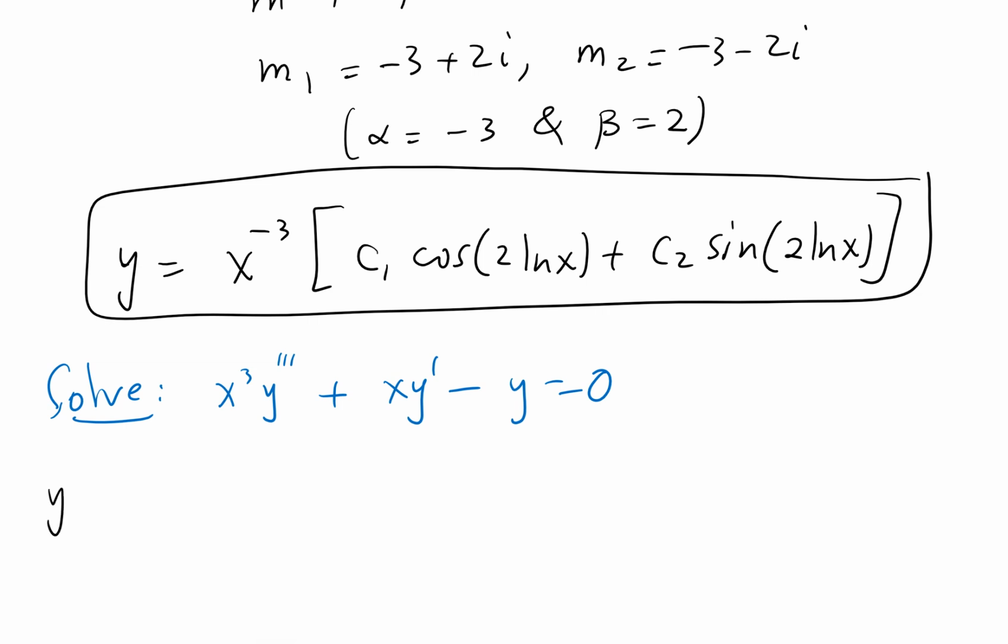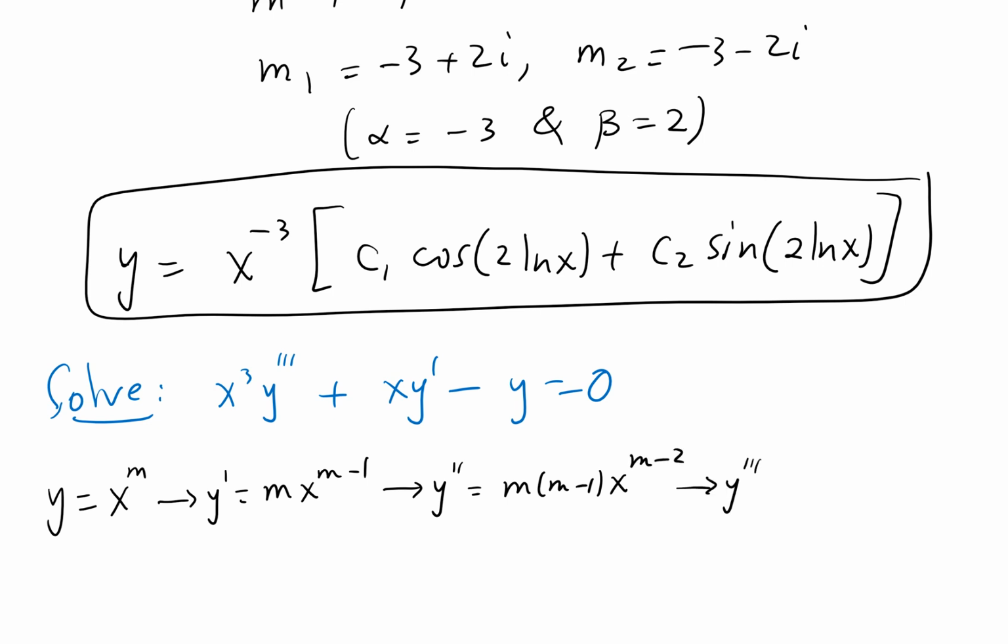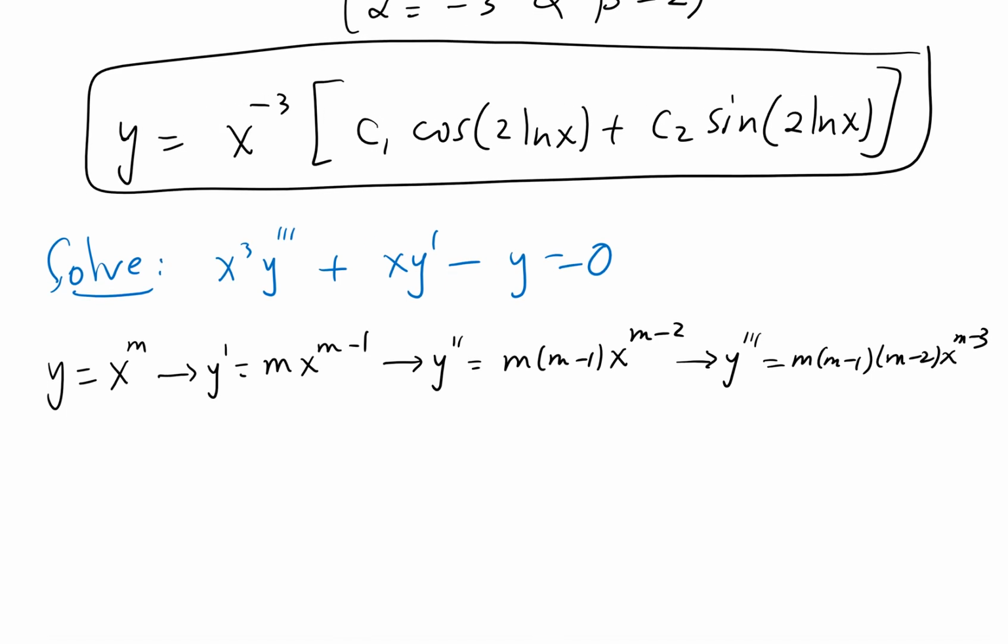So again, what we do, we start with y equals x to the m, get y prime, m x to the m minus 1, get y double prime, m times m minus 1, x to the m minus 2, get y triple prime, m times m minus 1 times m minus 2, x to the m minus 3. So we found all of them, and we substitute. Let's see what we get.